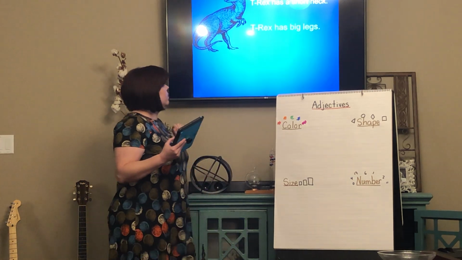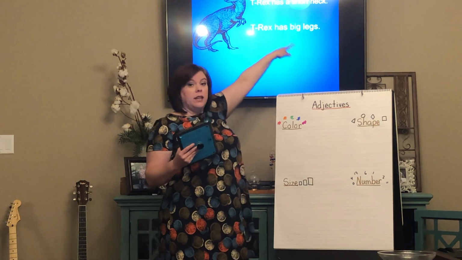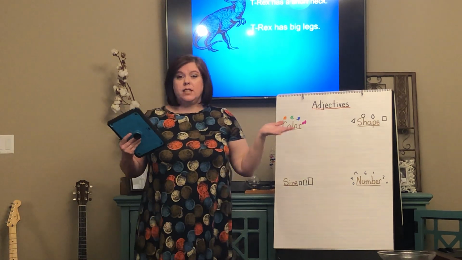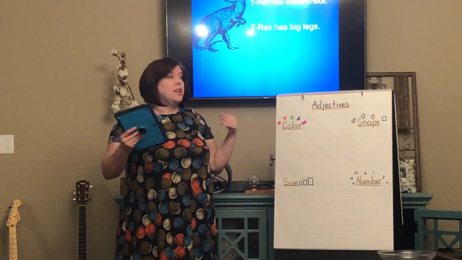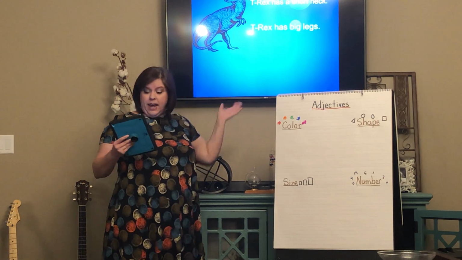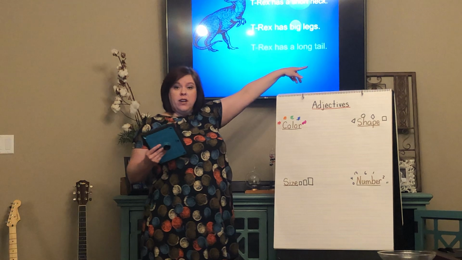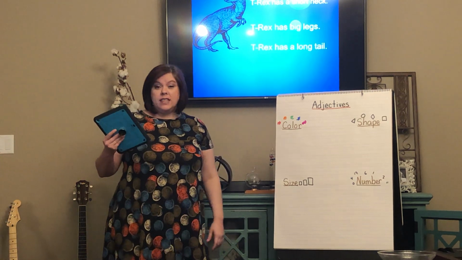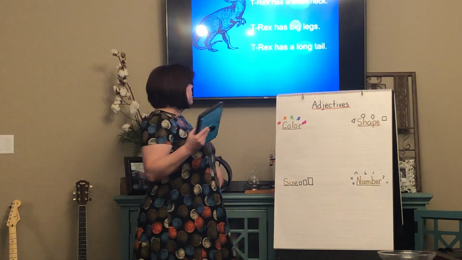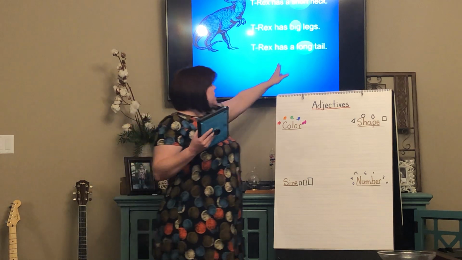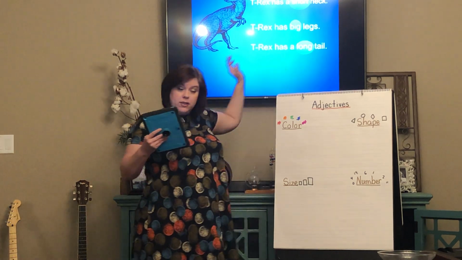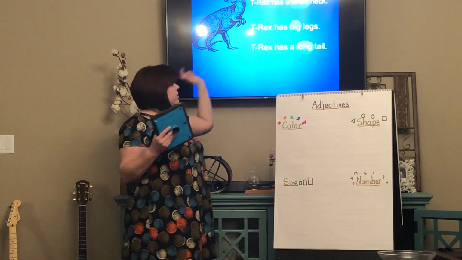Let's look at the next one. T-Rex has big legs. What size are his legs? That's right, they are big legs. T-Rex has a long tail. What size is his tail? That's right, it's a long tail. It tells me the size of the tail. Long is the adjective, tail is our noun.